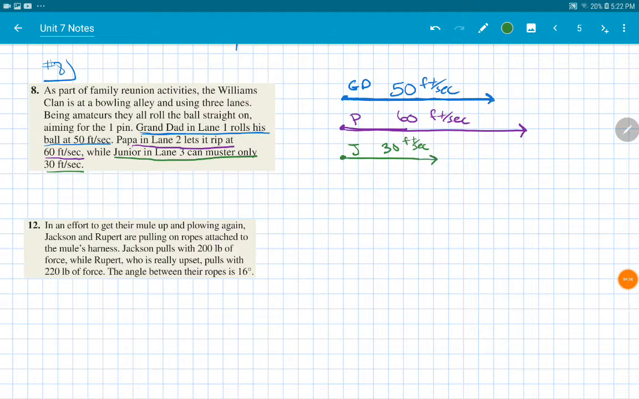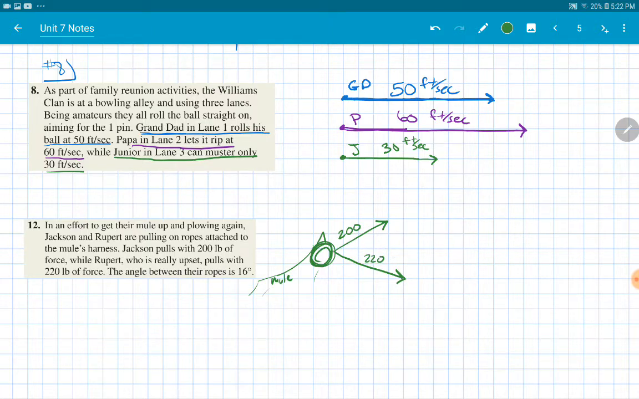We see another example of how to show a vector in number 12, where we have two brothers pulling on a mule's harness. So let's kind of draw the harness. Poor little mule here being drawn by me. Yeah, it's a cute little mule. Here's his harness. And let's see, we have Jackson and Rupert pulling at it. So Jackson's pulling at a force of 200 pounds, while Rupert, a little more upset, is pulling at 220. So his line's going to be a little bit longer.